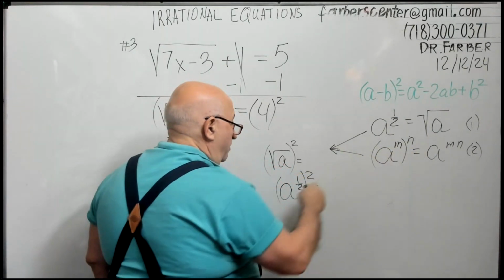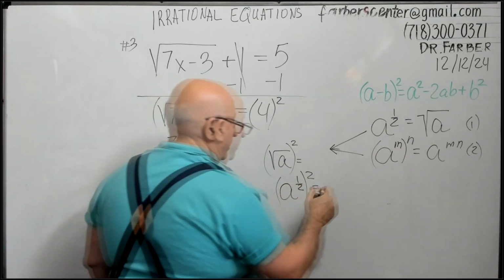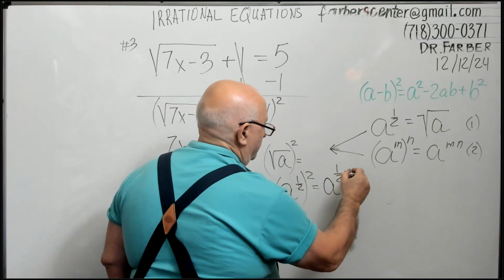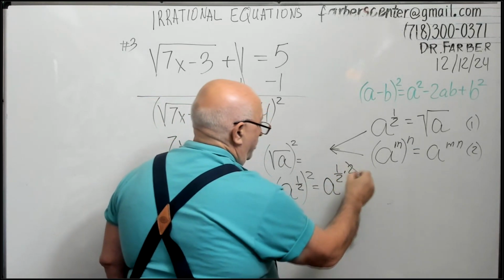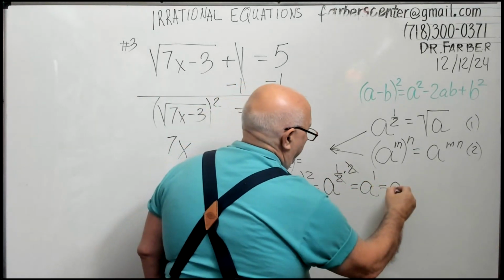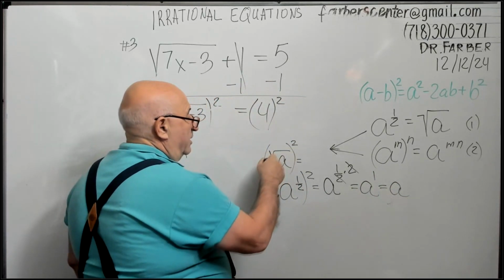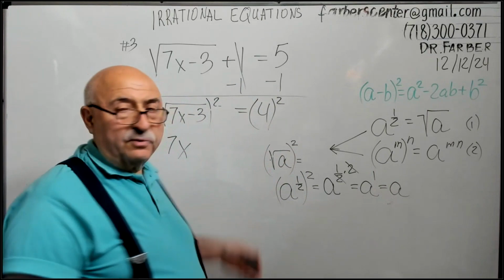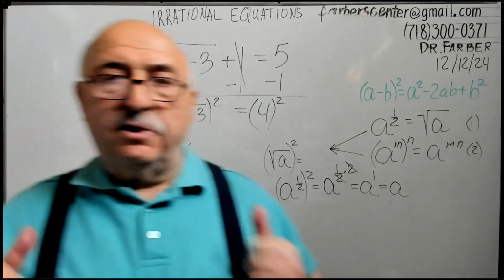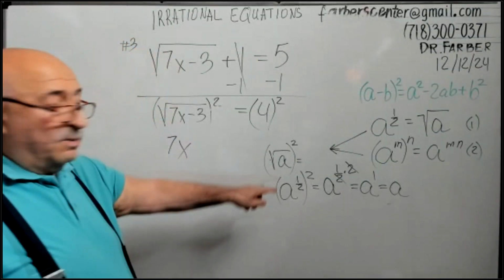According to formula 2, when you have powers, you multiply them, right? Power to power. A to power 1 over 2 times 2. 2 and 2 cancel out. You get a to power 1, or just a. And what happens? We cancel out this radical. Behind the scenes, this is what is going on, right? I want you to understand conceptually, not just mechanically do this. Any question about this stuff?